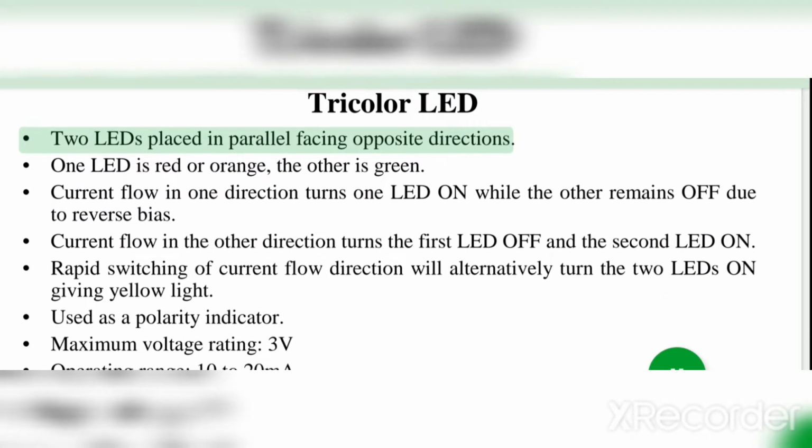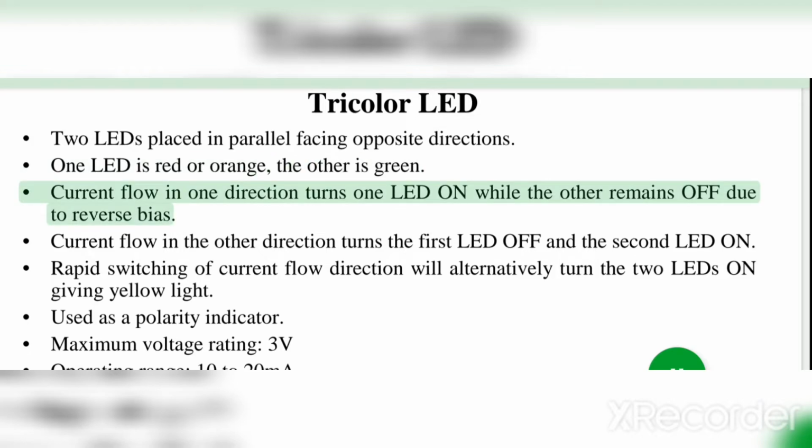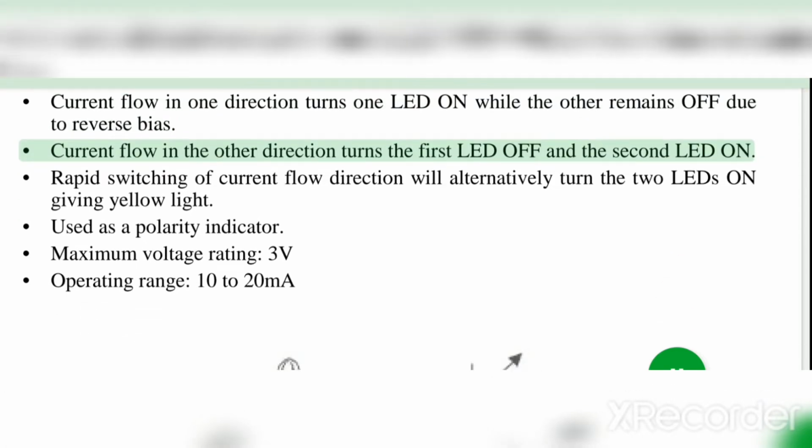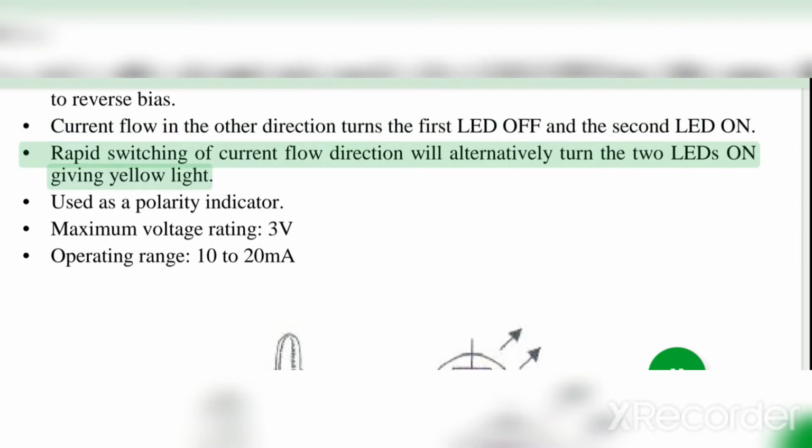Tricolor LED: 2 LEDs placed in parallel facing opposite directions. One LED is red or orange. The other is green. Current flow in one direction turns one LED on while the other remains off due to reverse bias. Current flow in the other direction turns the first LED off and the second LED on. Rapid switching of current flow direction will alternately turn the 2 LEDs on, giving yellow light. Used as a polarity indicator. Maximum voltage rating 3 volts (V). Operating range 10 to 20 milliamperes.